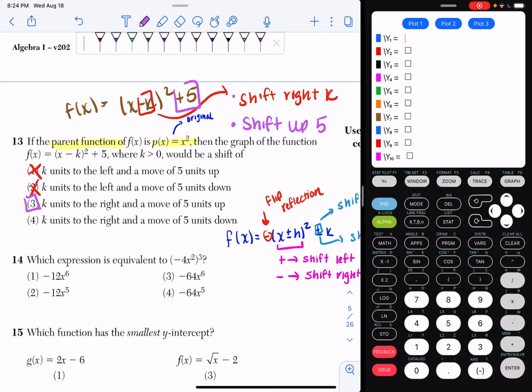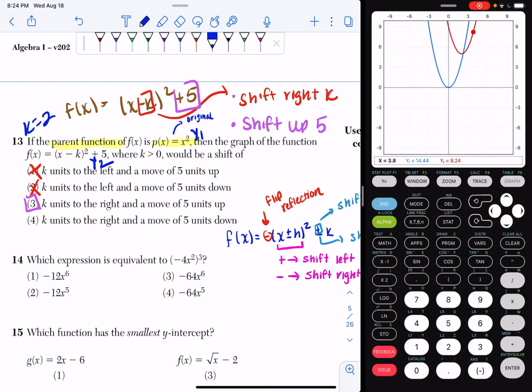If you wanted, you could have also just graphed this on your calculator. The first thing you would graph is your parent function, x squared. And then I would put that in y1. And then I would put this in y2. The thing is, you have to make your own k value. So what I would do is pick a relatively small number and make it a nice number. I'm going to say k is equal to 2. So I'm going to do (x − 2) squared, and I'm going to do plus 5. I'm going to graph it.